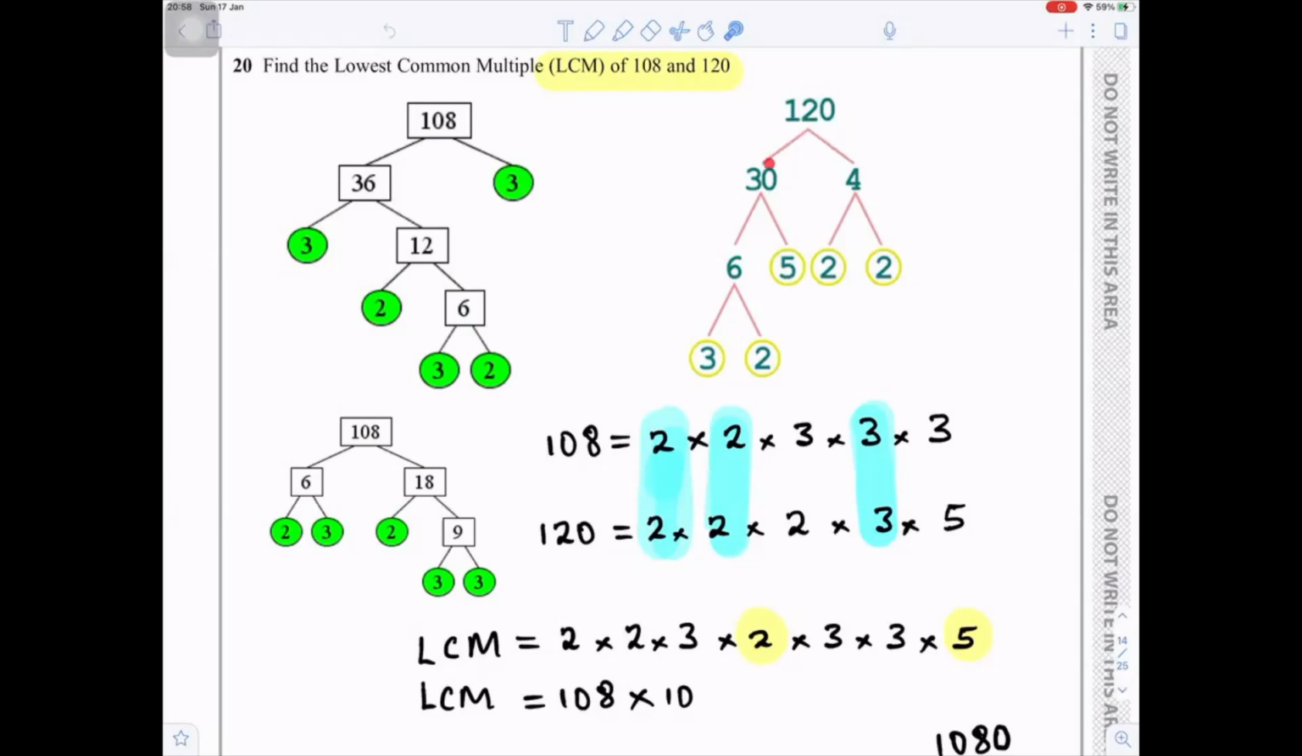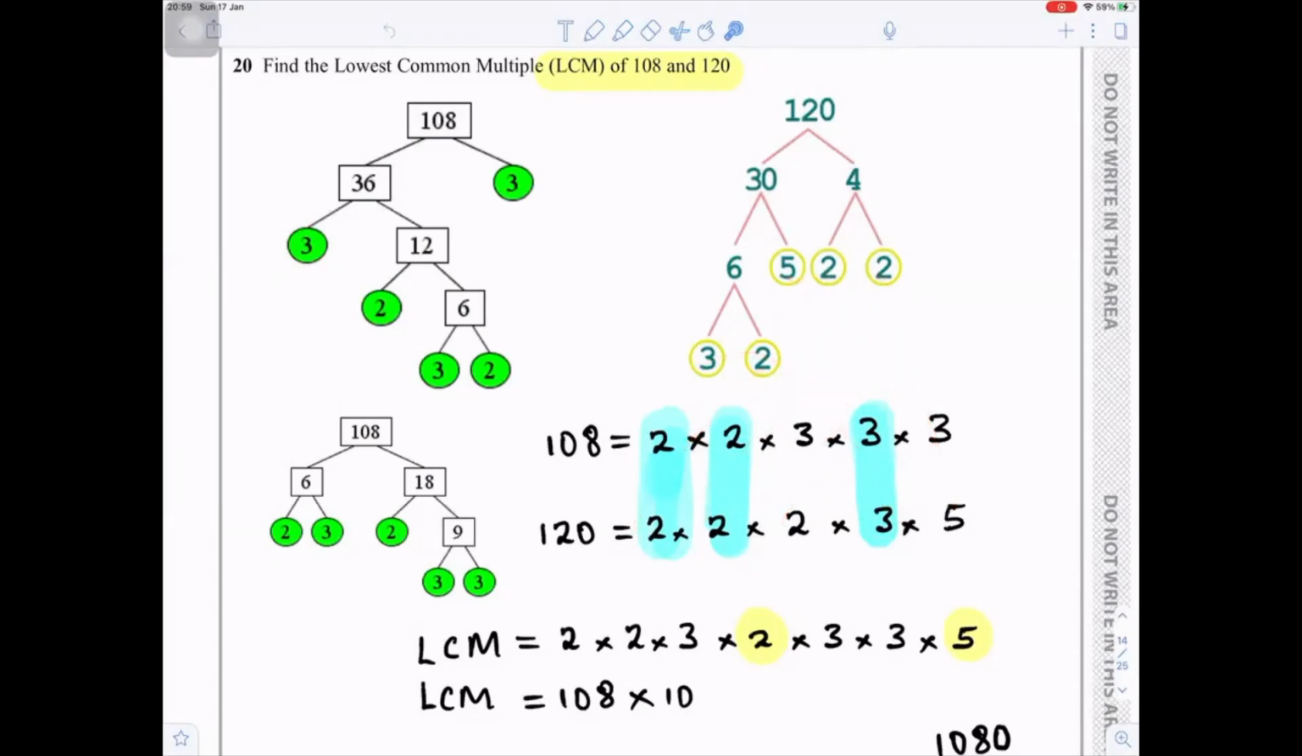120, we split it into 30 and 4. 30 times 4 is 120. 4, we split it into 2 times 2 is 4. 30, 6 times 5 is 30. And 6 is 3 times 2. So we end up with the ones I've circled there in red are all prime numbers. So we can write 120 as 2 times 2 times 2 times 3 times 5.